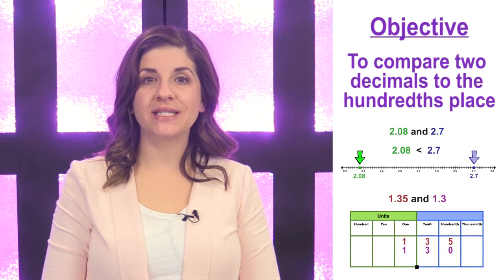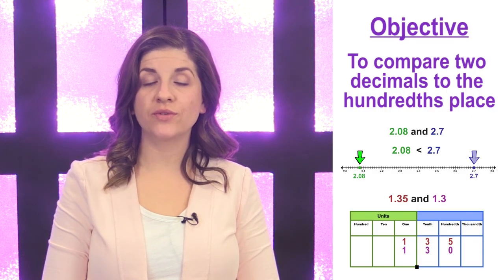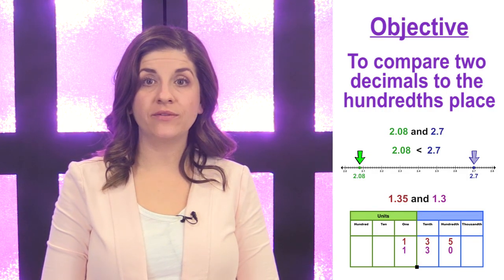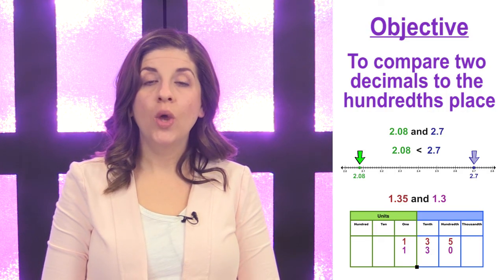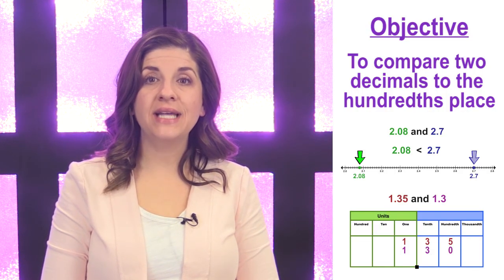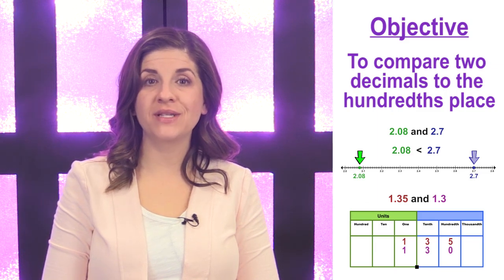The objective for this lesson was to compare two decimals to the hundredths place. We met this objective by comparing sets of decimals using a number line and a place value chart. We use the symbols greater than, less than, or equal to compare the sets of numbers.